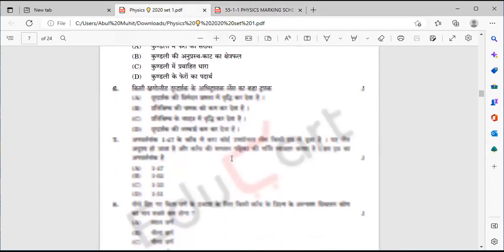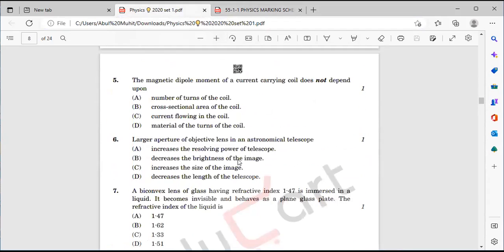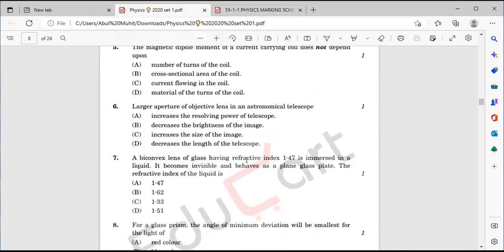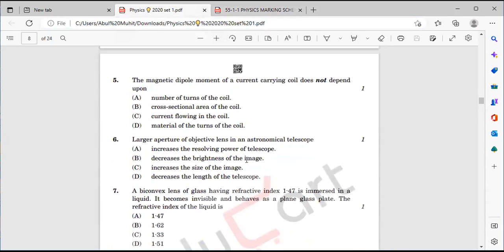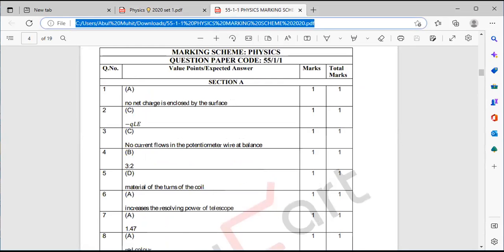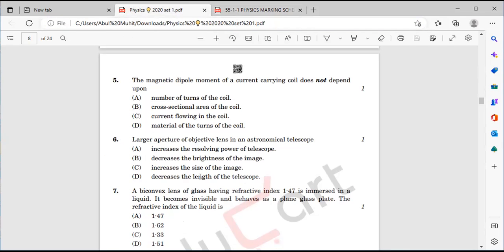Now we'll go to the next one. The magnetic dipole moment of a current carrying coil does not depend on the material of the coil, the number of turns, the current, or the area. M is equal to NIA, right? It depends on the number of turns, the cross-section area, and the current. It does not depend on the material of the turn. So D is the right answer. Is that clear?